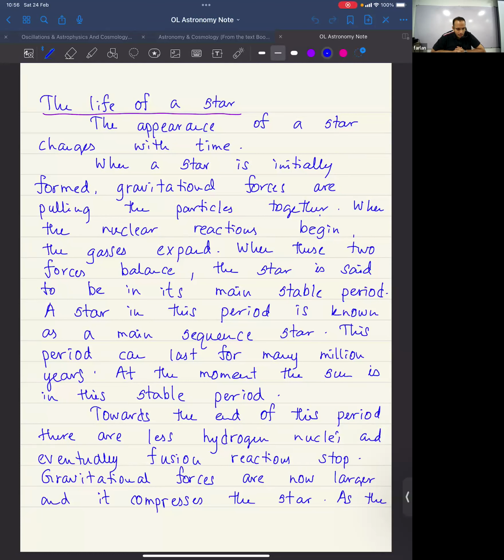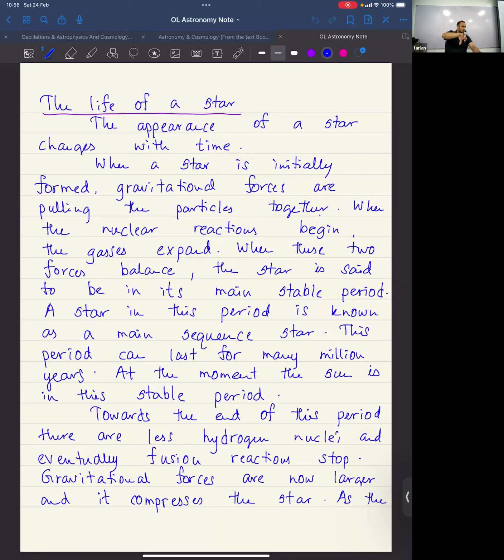When a star is initially formed, gravitational forces are pulling the particles together. When the nuclear reactions begin, the gases expand. When these two forces balance, the gravitational force is pulling the star inwards, and due to nuclear fusion, the outward forces are trying to make the star bigger, to expand. When these two forces balance, the star is said to be in its main stable period, the equilibrium stage. So if you take a star like our sun, it is in that period where the outward forces are equal to inward forces. So you don't see the sun becoming bigger or smaller currently.